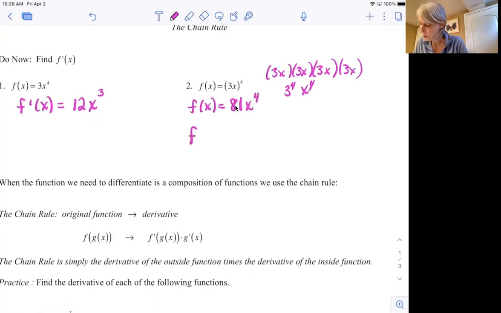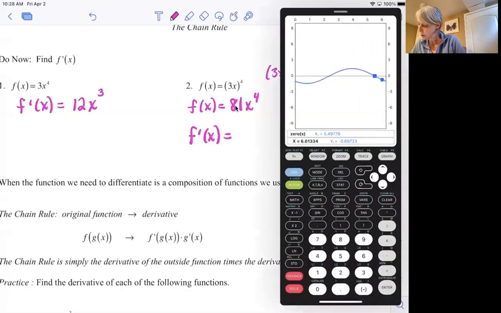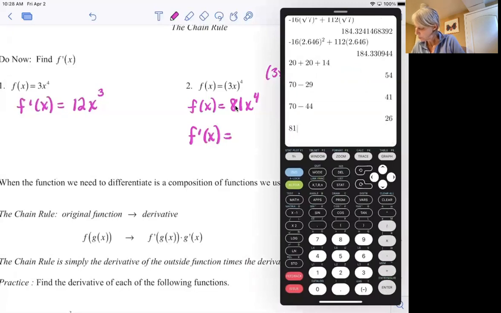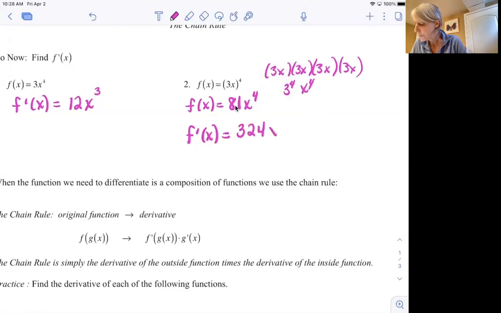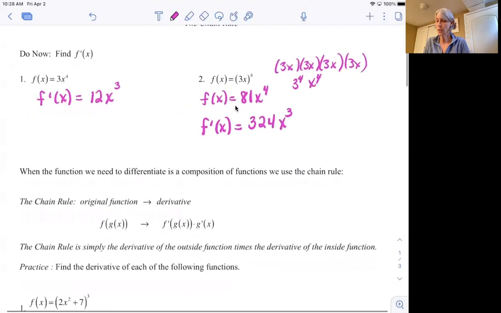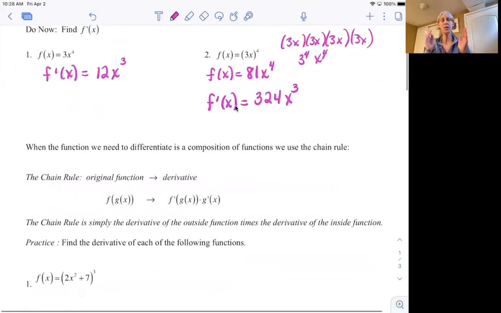And now when we go to take the derivative of this function, f prime of x is going to equal 81 times 4, 324x cubed. Okay, so notice the difference in the derivatives of each of these, and notice the difference in how you would evaluate. In the first example, if I asked you to plug in, let's say 2, you would do 2 to the fourth and then multiply it by 3. If I asked you to find 2 here, you're multiplying it by 3 first and then raising that to the fourth power.